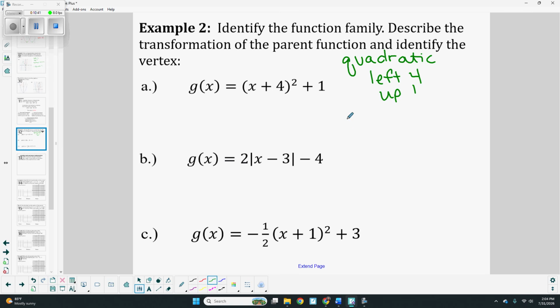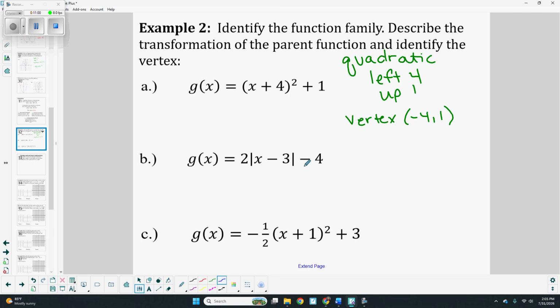And then the vertex, it's an ordered pair, so we're going to write it with the parentheses, was -4, comma, +1. And that makes sense that if I shifted it to the left 4 and up 1, that would put me at -4, comma, 1 on the graph.